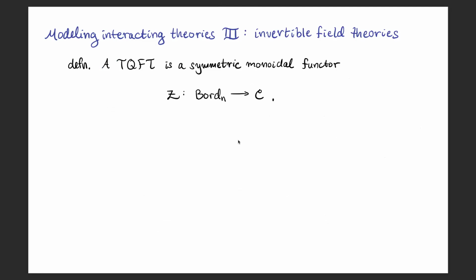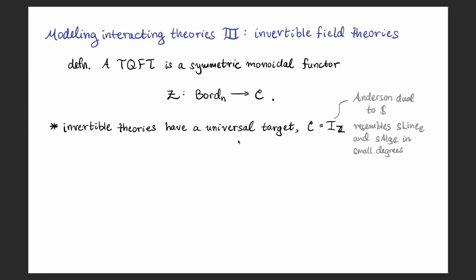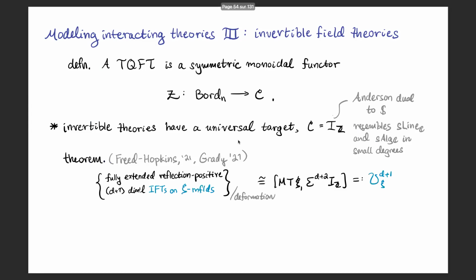So on the interacting side here, we want to use invertible field theories. Let me just start by recalling TQFT. So usually we talk about this as a symmetric monoidal functor from a Bordism category to a Bordism category, something very categorical. But if we're looking at invertible theories, these have a universal target, the Anderson dual to the sphere. We won't need too much about this today, but this is a spectrum. And if we use the classification proven by Freed-Hopkins with a little more adjectives here describing the situation, we can then classify our invertible field theories of interest.